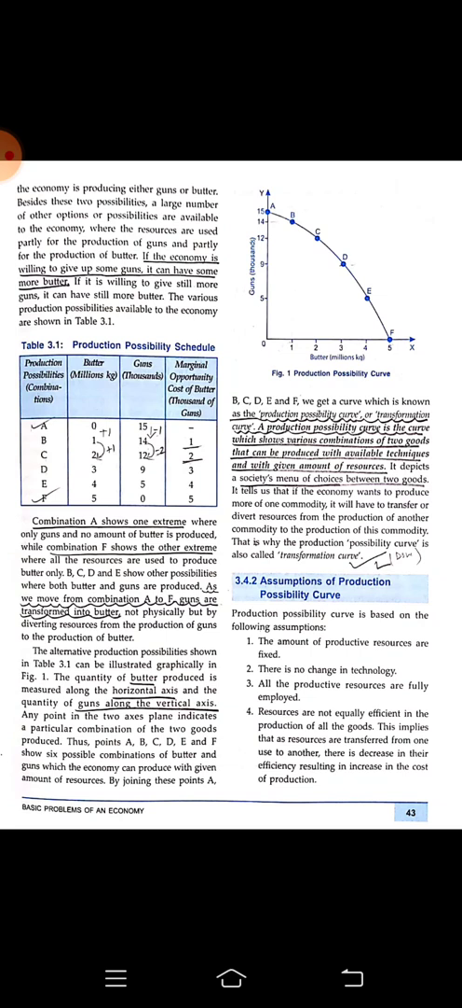Okay, hopefully you understood. And the last thing is why they say it is a transformation curve, because you can see how 1 unit of gun is getting transferred to 1 unit of butter, and we have seen 2 units of gun is also getting transferred to 1 unit of butter. So we can say that the production possibility curve is also called the transformation curve. Okay, thank you. Hopefully you understood the chapter.